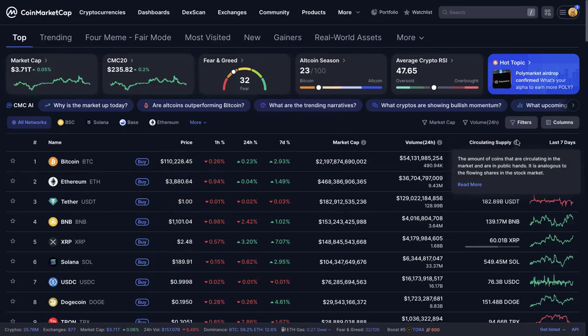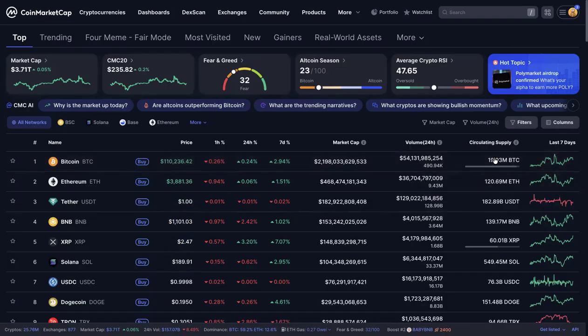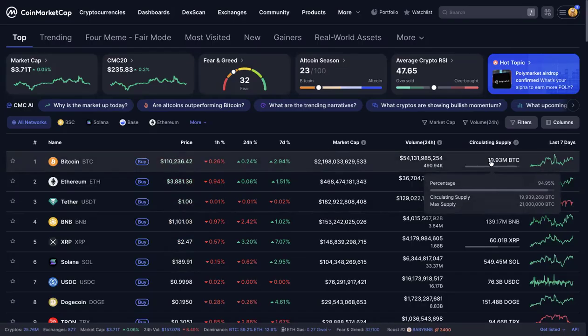Okay? So whenever you find a coin that has 100% supply, for example, Bitcoin is at 100%. When you put your cursor here, it tells you the max supply is supposed to be 21 million. But currently only 19.9 million are circulating, which means there's another 1.1 million left to be brought into supply. So every token has a way it releases tokens into supply. That is for later stages, you'll understand.